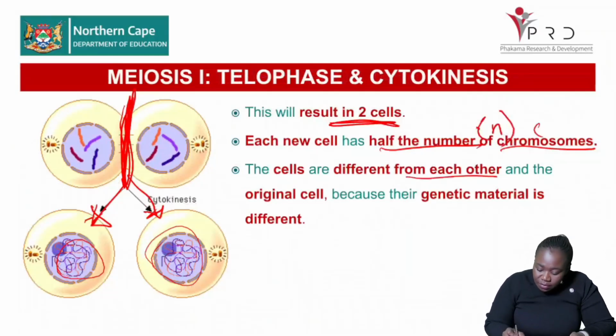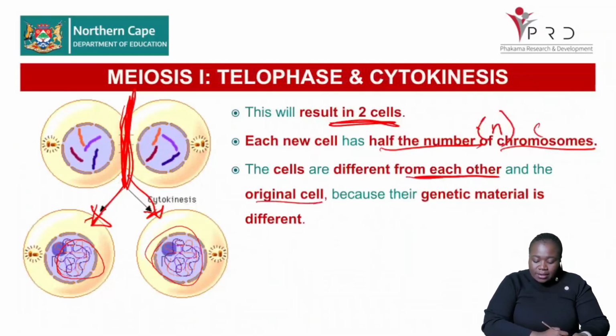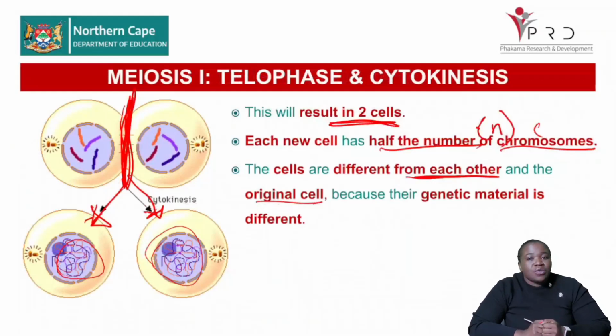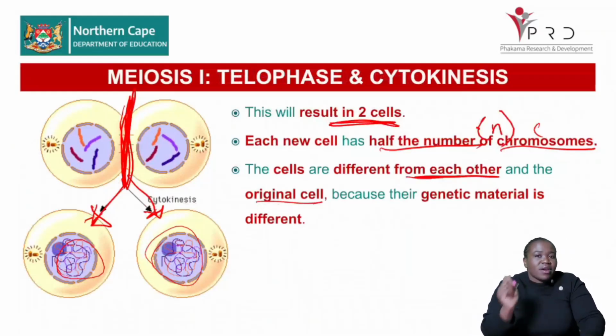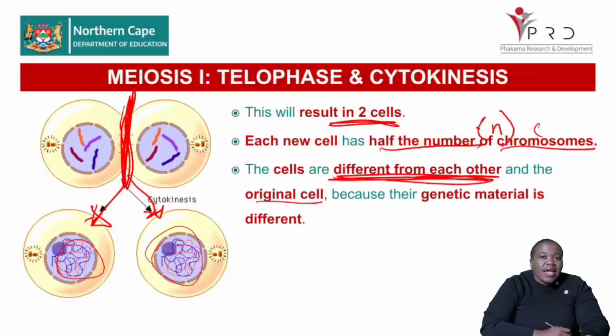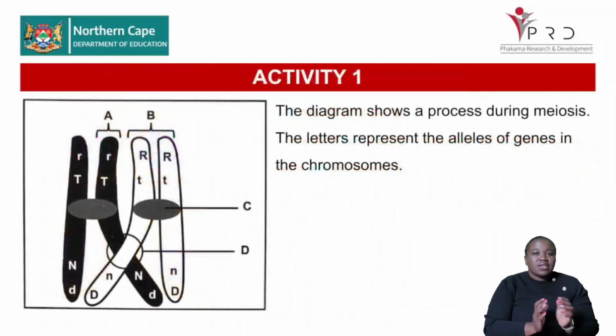So the cells are different from each other and the original cell. They have genetic material that is different from each other. That is due to the random arrangement of chromosomes at the center of the cell at the equator, and it is also due to crossing over during prophase 1. So crossing over and the random arrangement of chromosomes lead to cells that are genetically different from each other. These cells are different from each other. They do not look alike, and they do not have the same number of chromosomes as the parent cell.